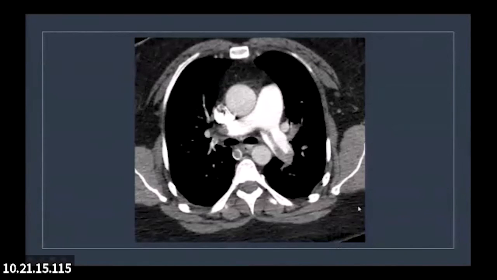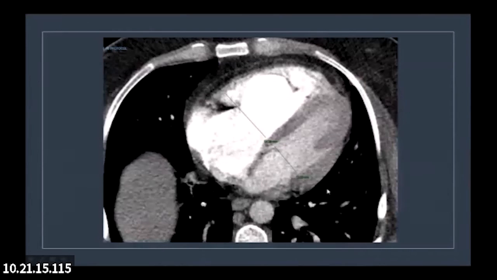So this is her CT scan. We can see she has emboli involving both the right and the left main trunk, as well as the pulmonary main trunk. When we measure the RV and LV dimension, the RV dimension was 54 and LV was 32. So it's far more than 0.9.